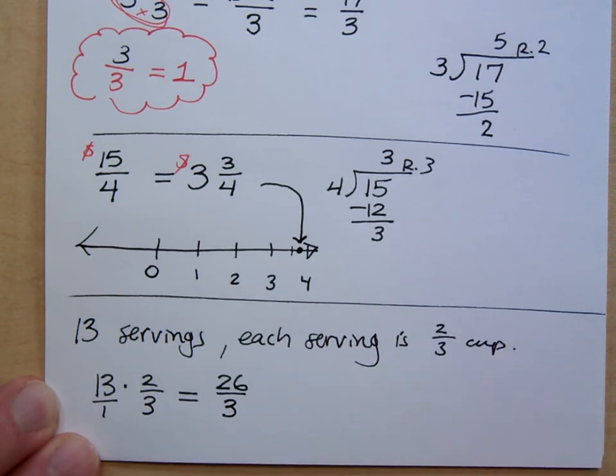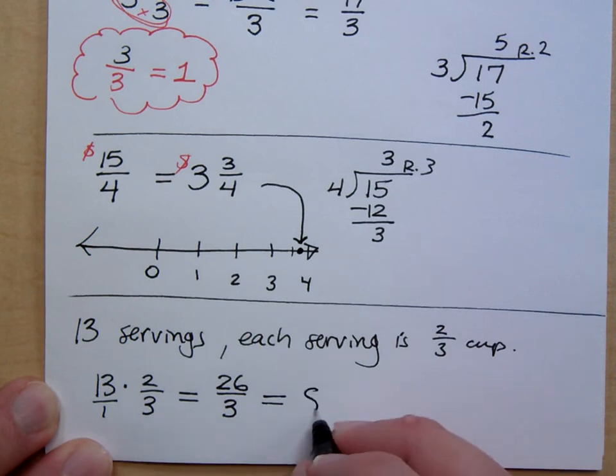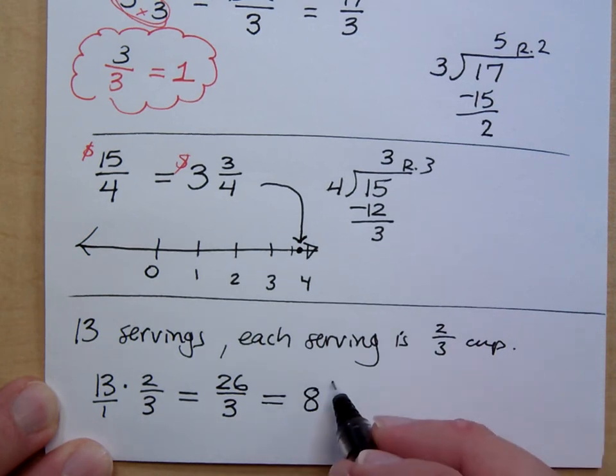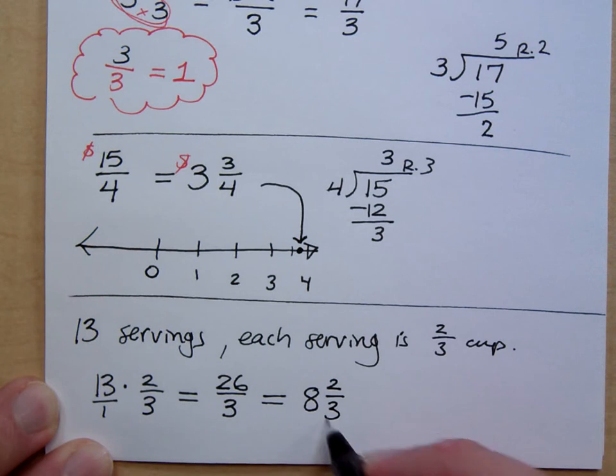But what does that mean to me? How many cups is that? If my wife says, "Did you get enough for the stew?" I have to be able to answer her confidently. How many cups is this? How many complete cups do I have if I have 26/3? I have 8 cups with a remainder of what? 2/3. So I have 8 and 2/3 cups.